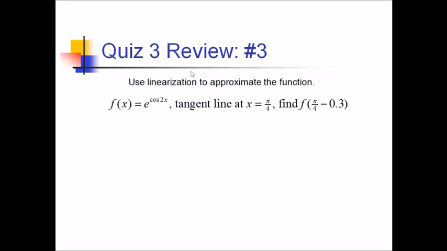For this problem, we're going to use linearization to approximate a function here. So we're trying to approximate the value of f of pi over 4 minus 0.3, where the f function is e to the cosine of 2x. Needless to say, this is impossible to find the decimal value of without a calculator, but we're going to get pretty close using a tangent line at x equals pi over 4. Why? Because that's what they told us to do.